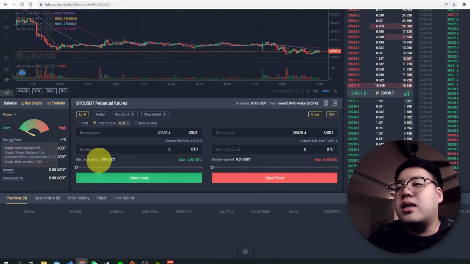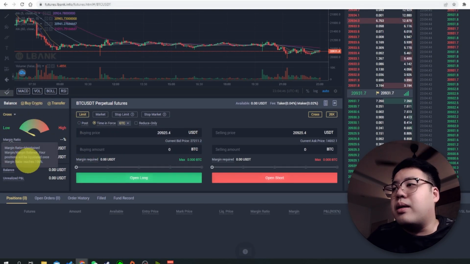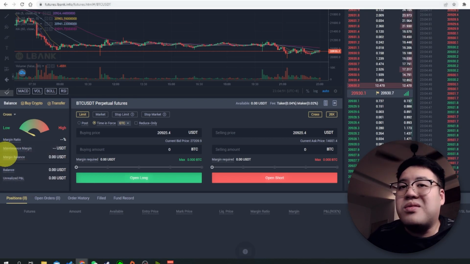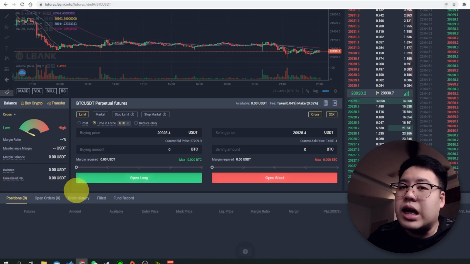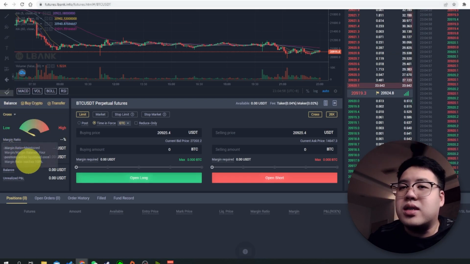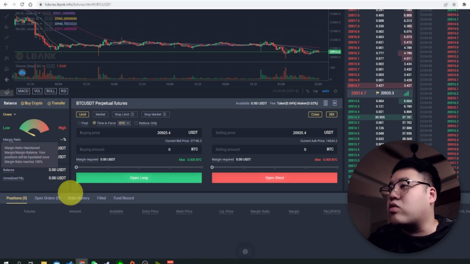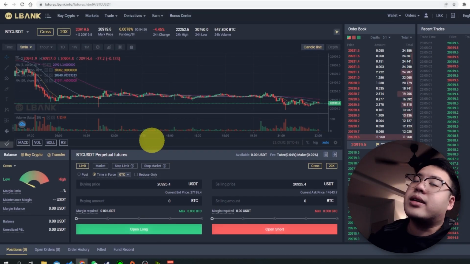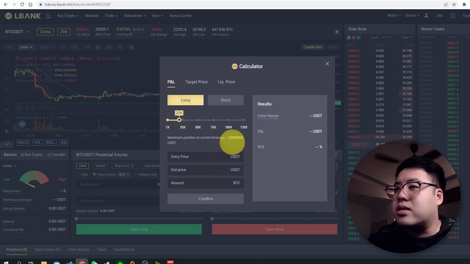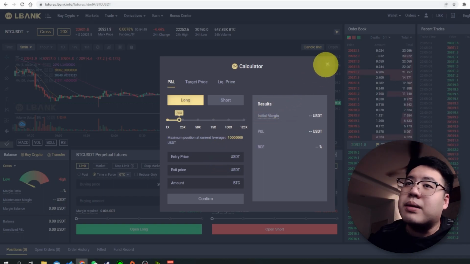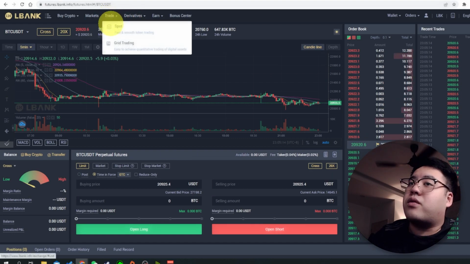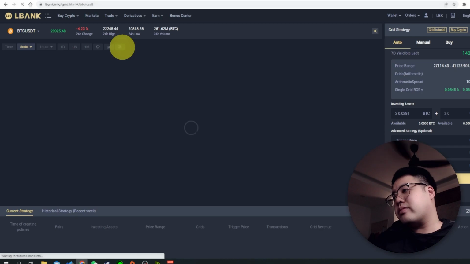Simple as that. So this is actually a tool to help you do some risk management, to check how much margin ratio you have, how much margin balance you have, balances, unrealized P&L, and so on and so forth. So this is actually a risk management tool for you when you are doing futures trading. Of course, you have a calculator here. If you need some calculators, you can always click on the calculators. LBank provides them also.